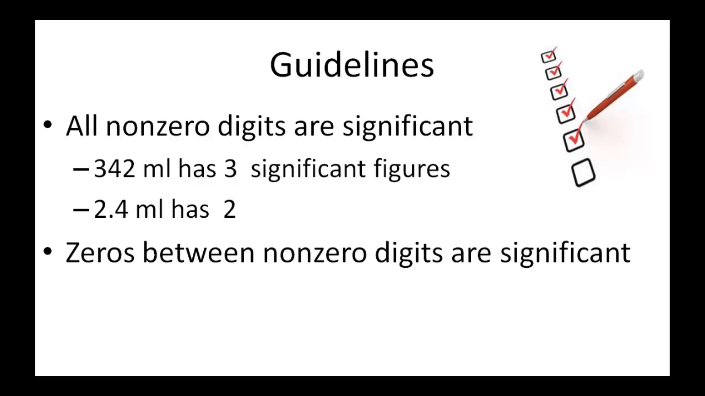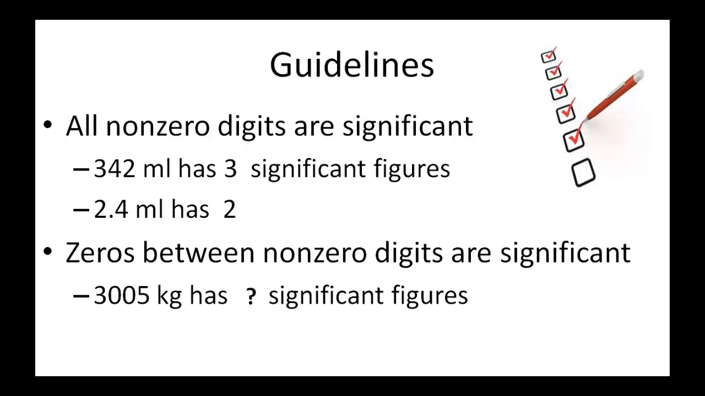Zeros between non-zero digits are significant. By the way, write these guidelines down if you don't recall them. So how many significant figures does 3,005 kilograms have? 4 significant figures.